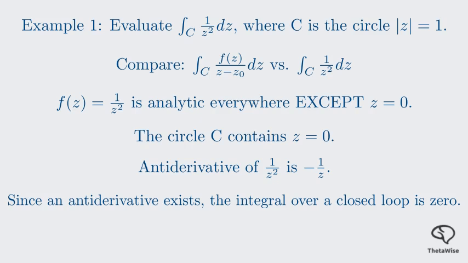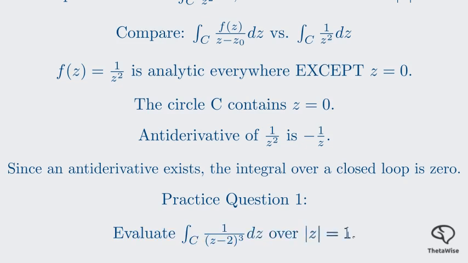This example shows that you need to be careful. Sometimes a singularity can be ignored if the function has a simple antiderivative. For a practice question, try evaluating the integral of 1 over z minus 2 cubed over the same circle C.